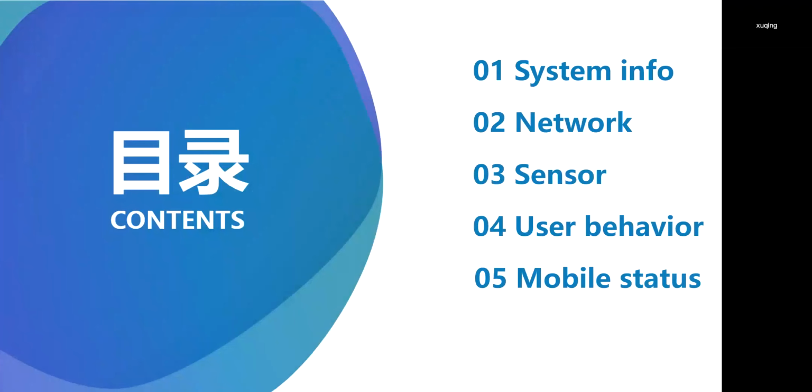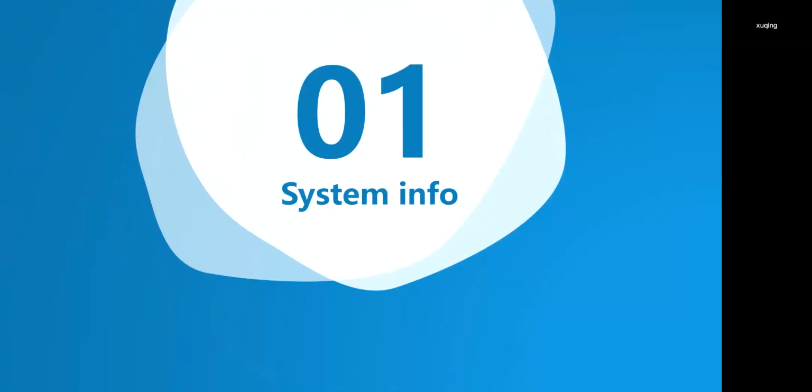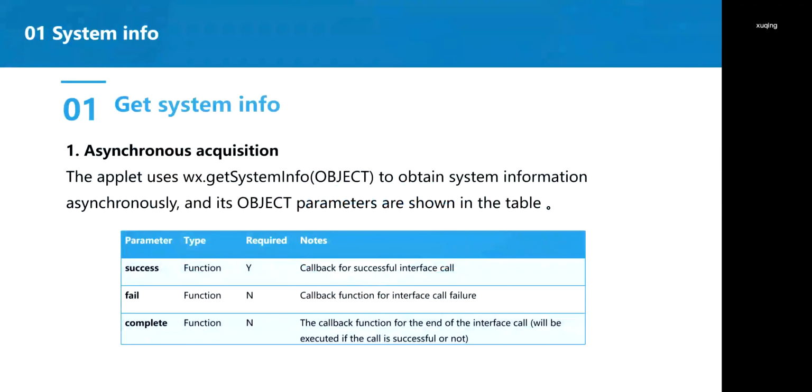In this chapter, we'll talk about the system information, the network, the sensor, the user behavior, and mobile status. We'll start with the system information.